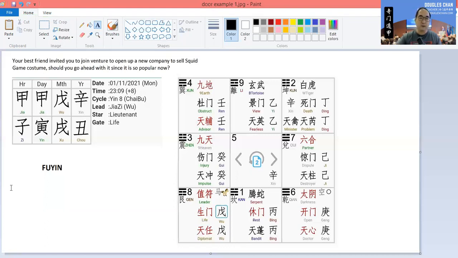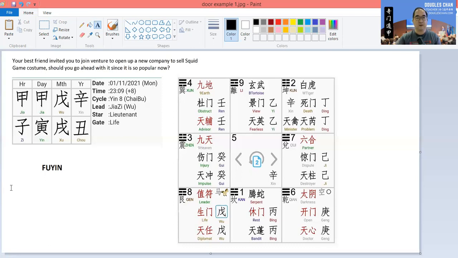Most of the time when we talk about a Fuyin chart, I will always highly recommend the person not to go ahead with any major decision in most cases. However, to let you go through the process of understanding the chart, I will go through the standard process of looking at this chart to see whether this is going to be profitable.